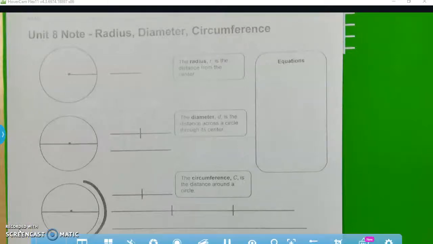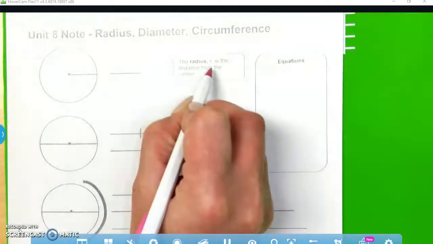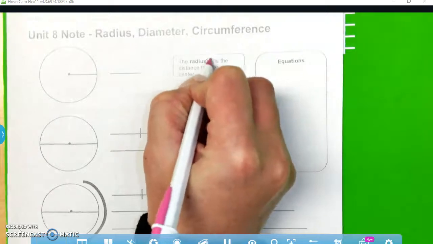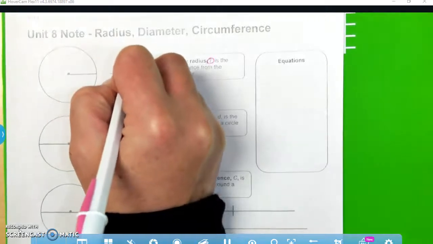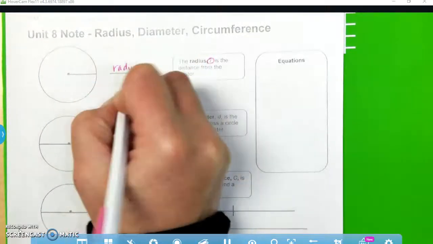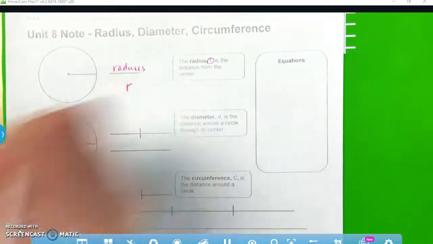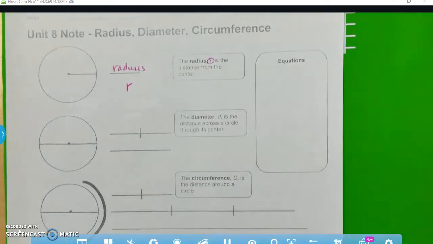In this video, we're going to recap what you practiced yesterday in your activity and practice some more with circumference application. So just to recap, let's go over our definitions and our vocabulary. We know the radius, we have the variable r that we're going to be using, is the distance from the center. So this is our radius. And I want to make sure that you're comfortable with the variable, and it's a small letter r.